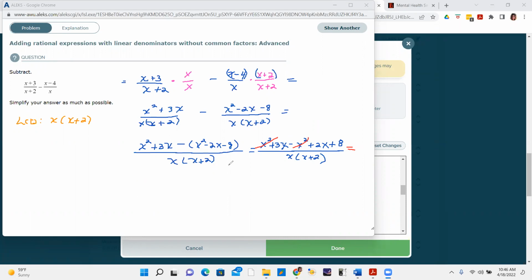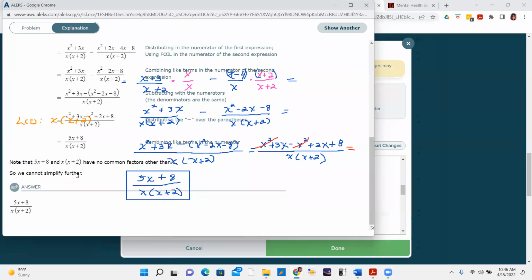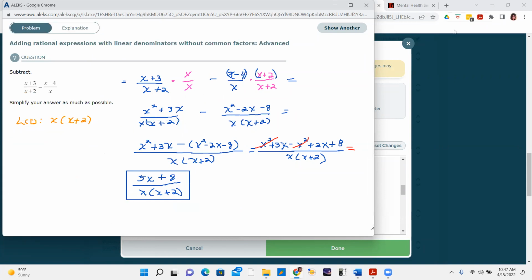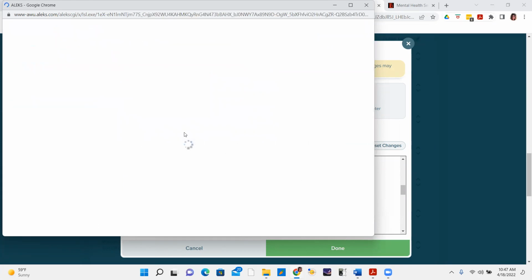Okie dokie. So we're still using all the same principles. It's just that the LCD starts making things perhaps a little more complicated, but it's the same exact principle. So try one of these.